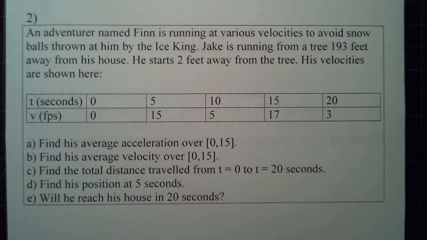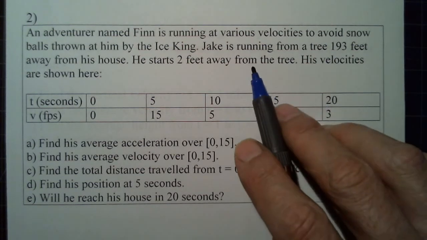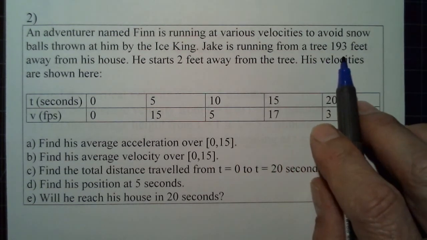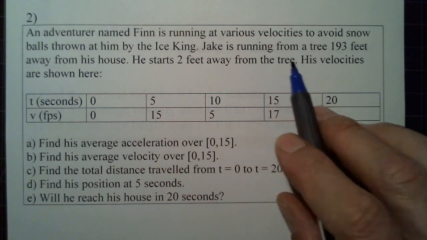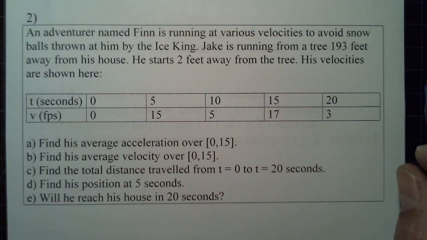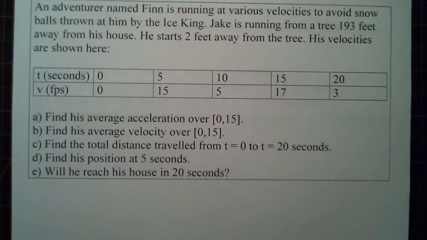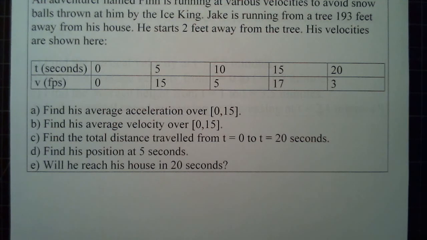So here we have Jake running from a tree, and it's 193 feet away from his house. He's starting 2 feet away from the tree, and then he's going to run to his house to avoid the snowballs thrown by the Ice King.